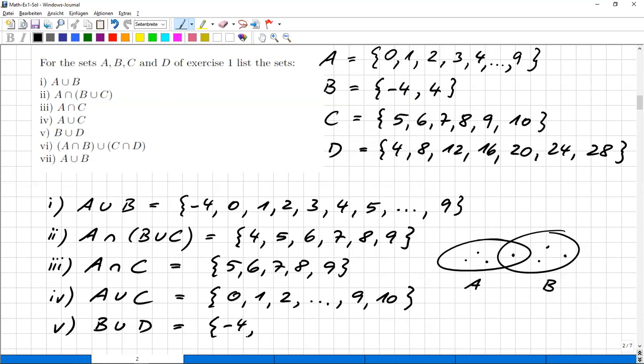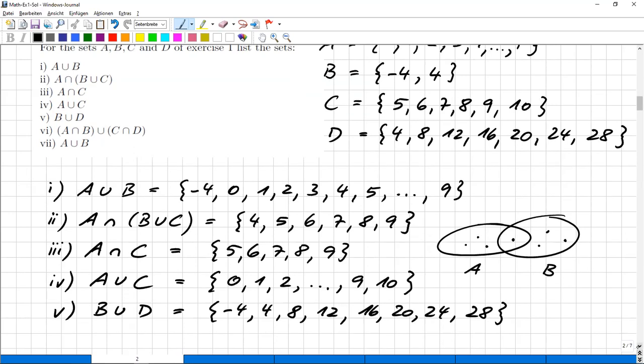4, 8, 12. Yes, 4 is the common element. It appears only once, and then we take all the elements of D, correct. And then I may abbreviate here because I don't know. I put it there. Because it's not very clear what the scheme is if the 0 is missing. So that's fine.